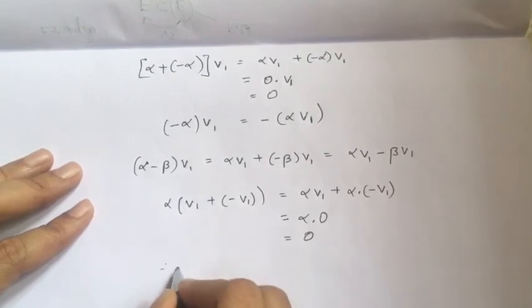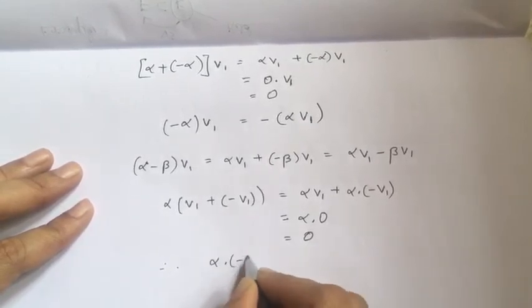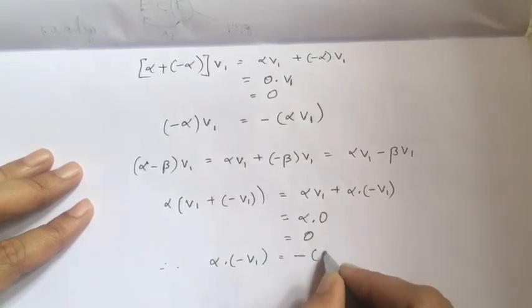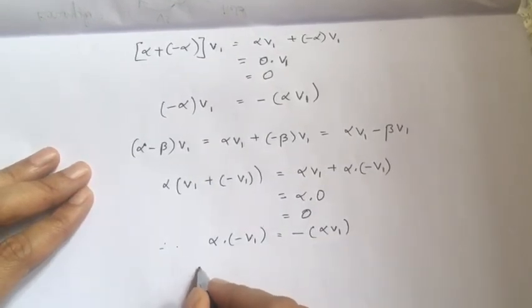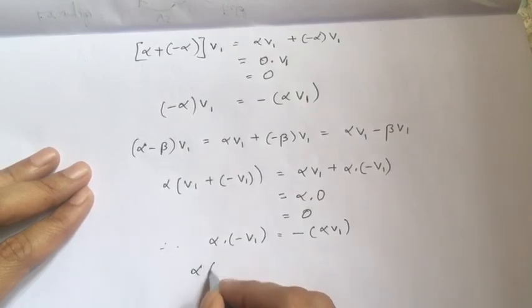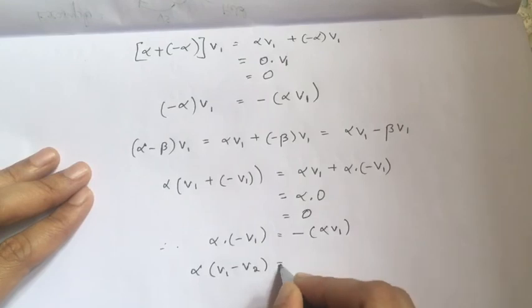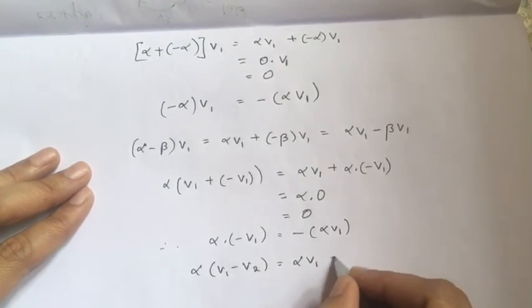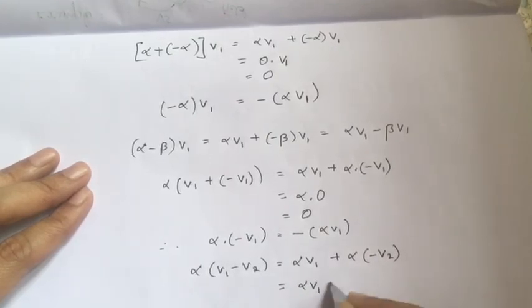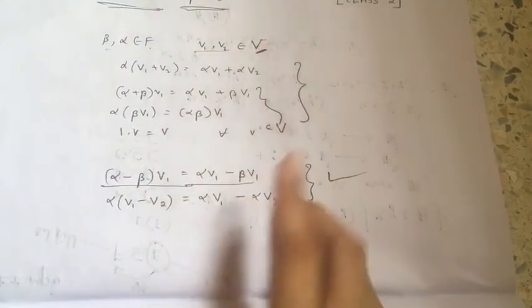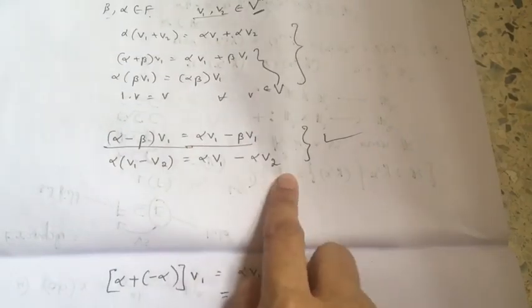Therefore, I can say alpha into minus V1 is equal to minus alpha V1, and by distributive law I can even prove alpha into V1 minus V2 is equal to alpha V1 plus alpha into minus V2, which will be equal to alpha V1 minus alpha V2. So if V is a vector space, and alpha, beta are scalars and V1, V2 belong to the vector space, then these two conditions are true.